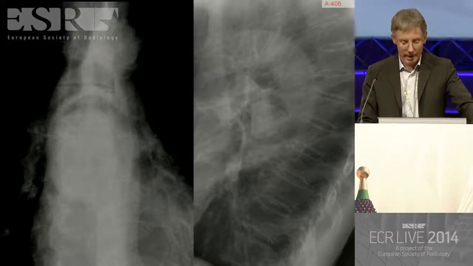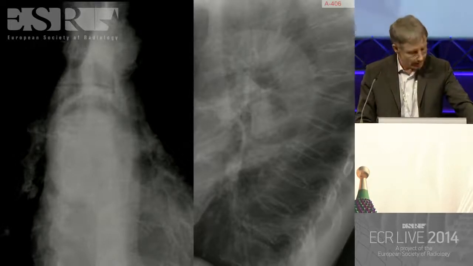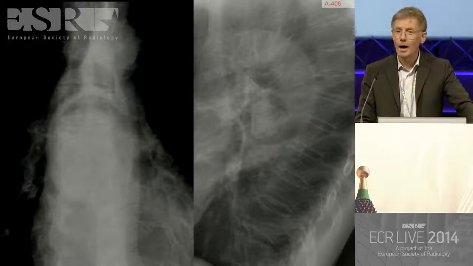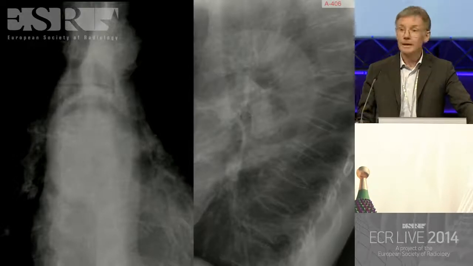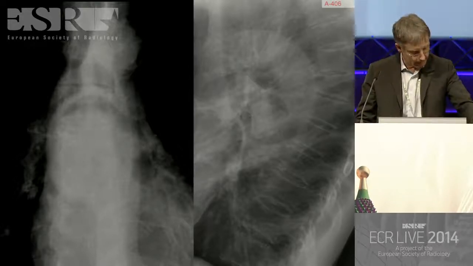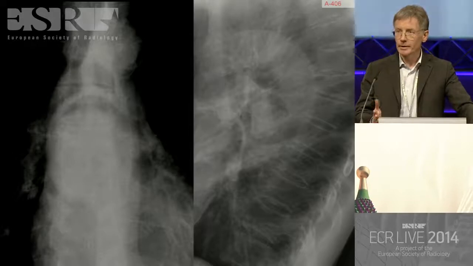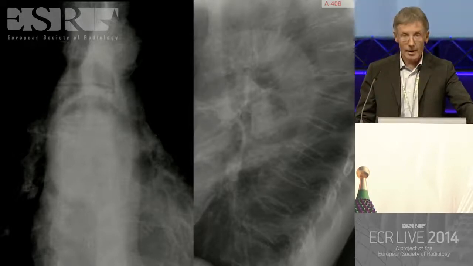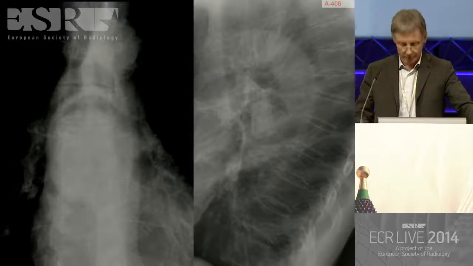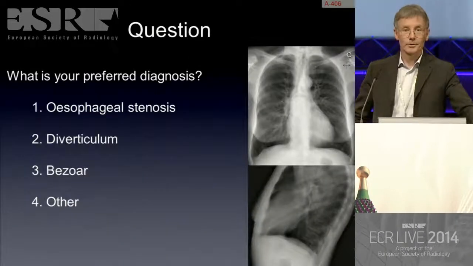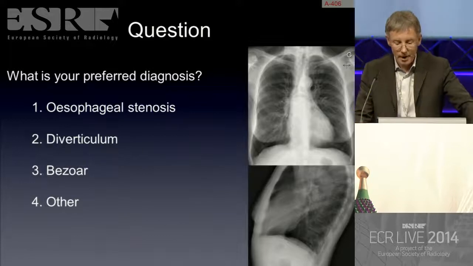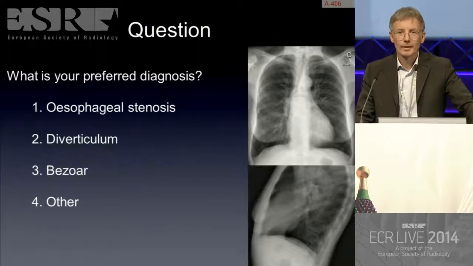So I've shown you the abnormality. Why was it missed? Well, there may have been poor viewing conditions. He may have spent too little time looking at the chest X-ray. It's what we call hasty visual tracking. He may have been interrupted by a phone call or a technician. The image quality was perfect, so we can't blame the quality of the film, and we can't blame inexperience because he was a senior radiologist. So what is the question for you? What is your preferred diagnosis? Esophageal stenosis, diverticulum, bezoar, or something else? So please vote now.